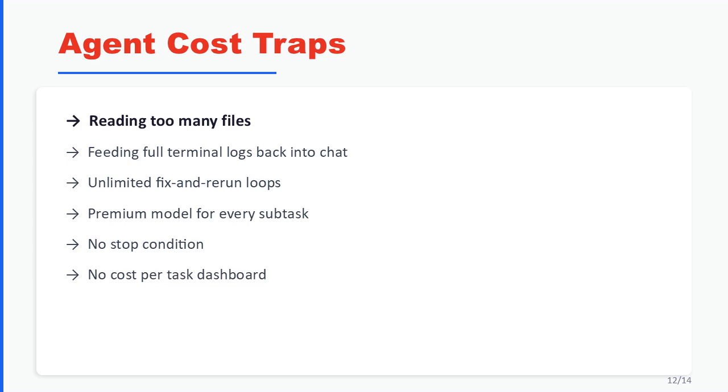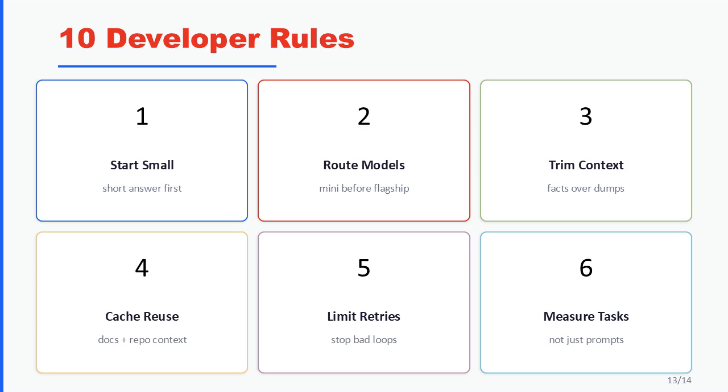Agent workflows have their own traps. The agent may read too many files, feed full terminal logs back into context, retry forever, or use a premium model for every tiny subtask. The solution is not to avoid agents. The solution is to control them. File limits, tool limits, retry limits, summarized logs, model routing, and a stop condition. A useful agent is not just autonomous. It is budget aware.